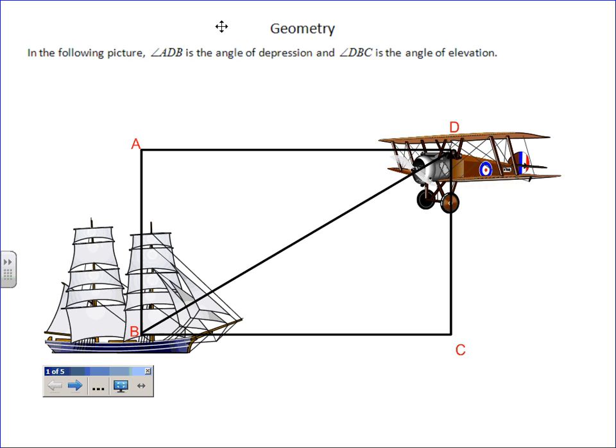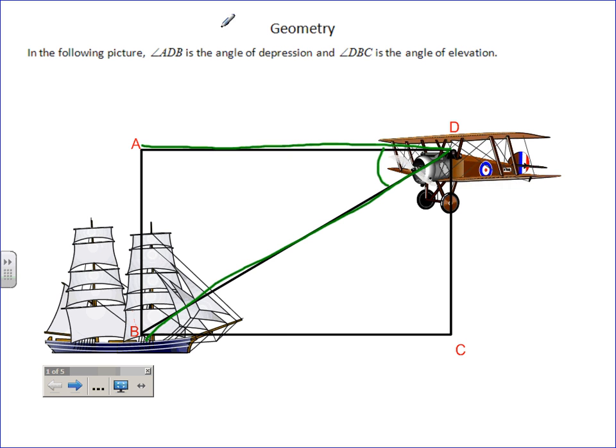Look at it this way. If you were sitting in the plane and you were looking straight ahead, that's about where you would be looking, right? And then if you had to look down at the ship, this is how you would look, correct? That right there is the angle of depression. Because if you were looking straight ahead, then look down, the difference between those two is the angle of depression.